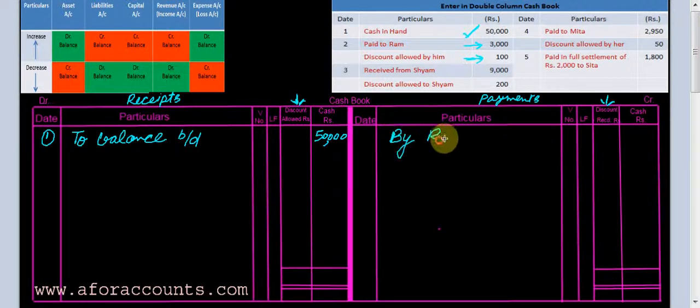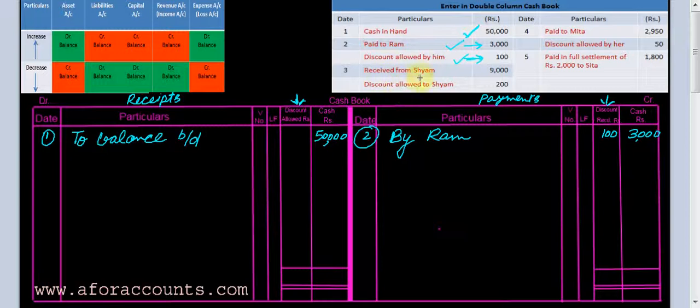So, by Ram, put the date here. And how much is the discount? It is 100. And how much is the payment? It is 3000. In the cash book, I will never write "to cash" here. Okay, now this is also finished.